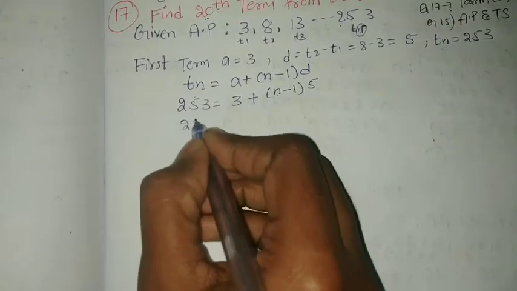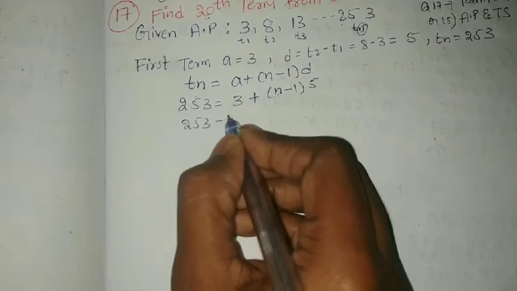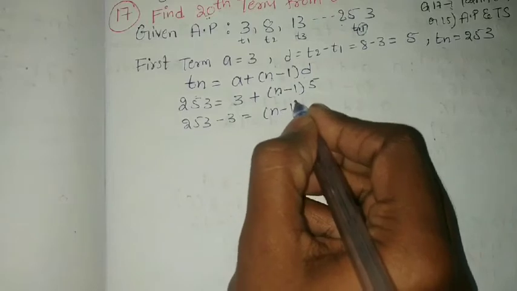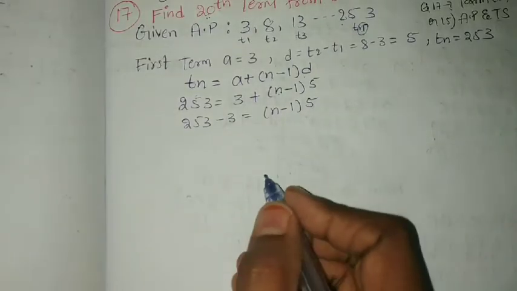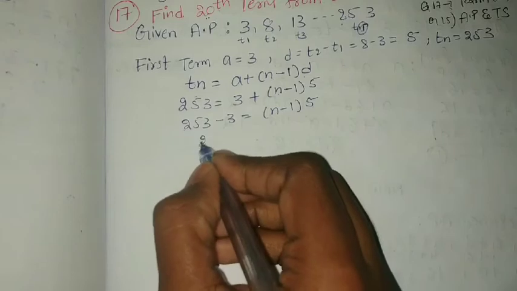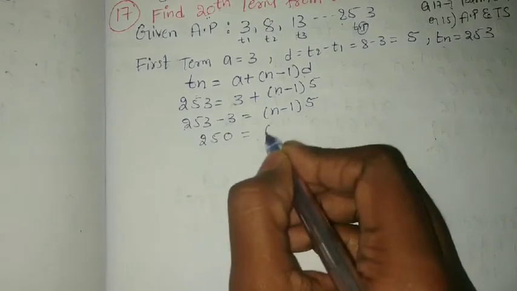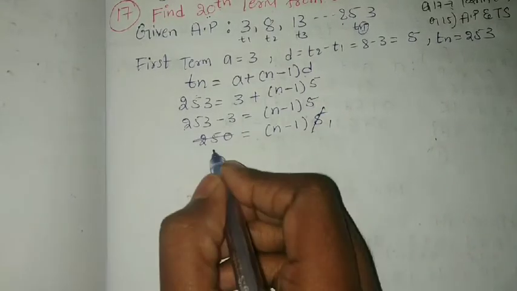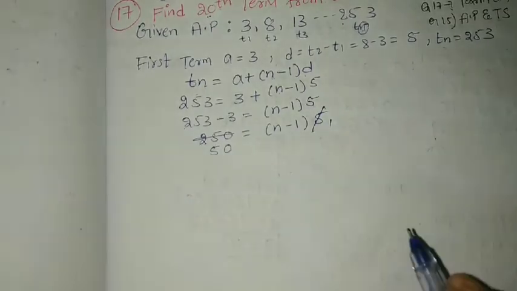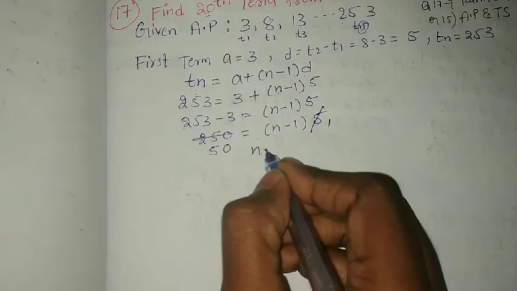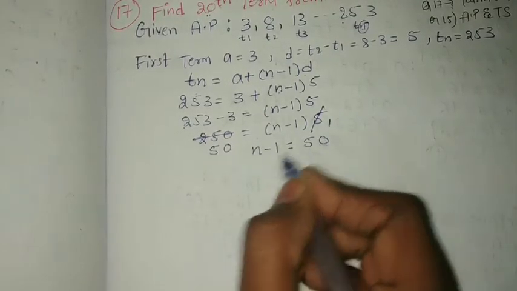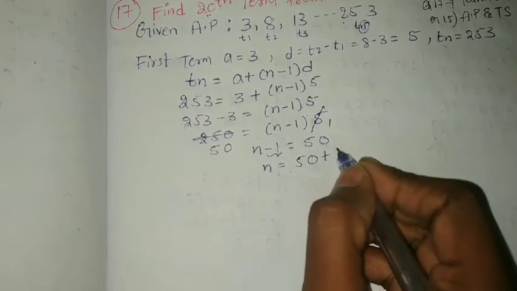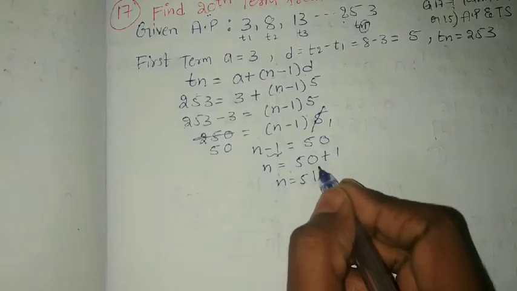So 253 plus 3 will become minus 3 when we move to the left side, is equal to (n minus 1) into 5. Okay. 253 minus 3, what will we get? 250 is equal to (n minus 1) into 5. See, cancel: 5 ones are 5, 5 5s are 25, 0 as it is. Okay. So what is n minus 1? n minus 1 is equal to 50. Then what is n? 50 minus 1 will become plus 1. Then n is equal to 51.